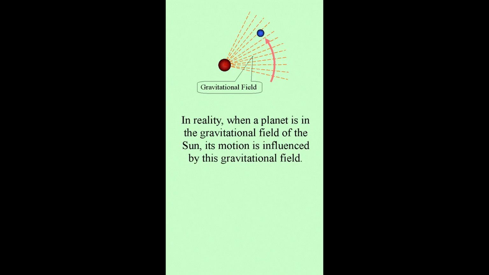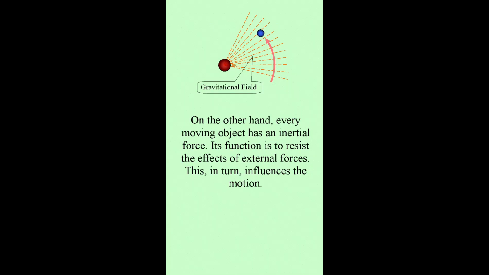In reality, when a planet is in the gravitational field of the Sun, its motion is influenced by this gravitational field. On the other hand, every moving object has an inertial force. Its function is to resist the effects of external forces. This, in turn, influences the motion.